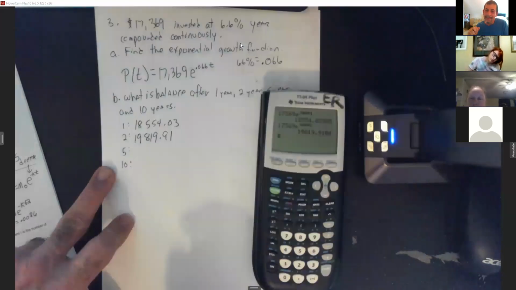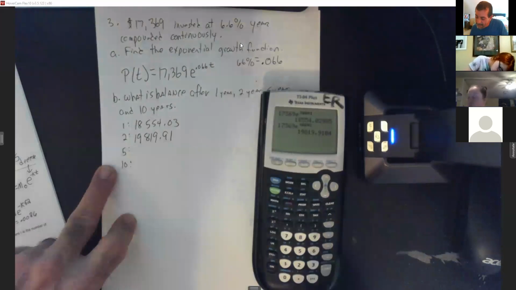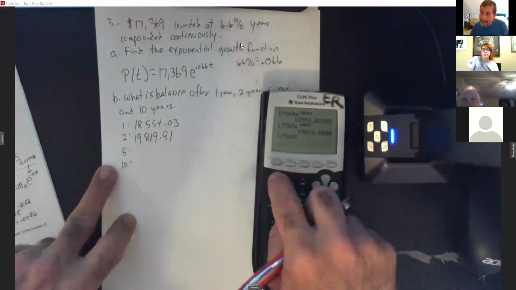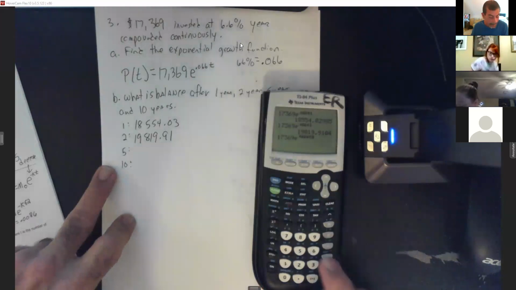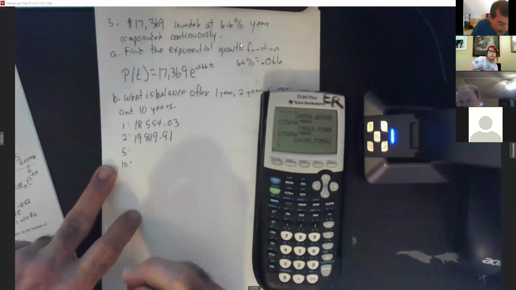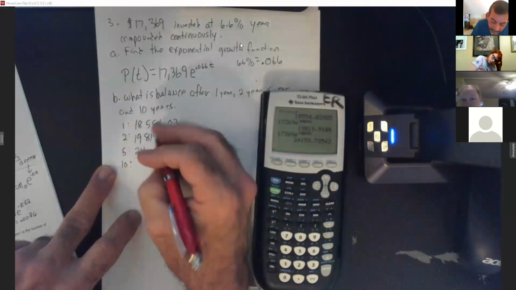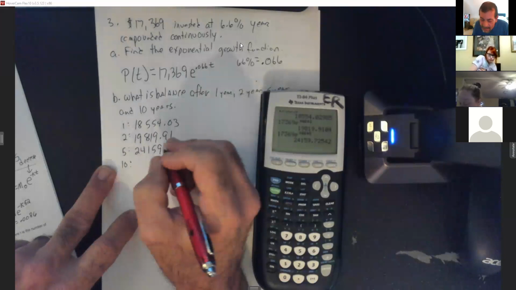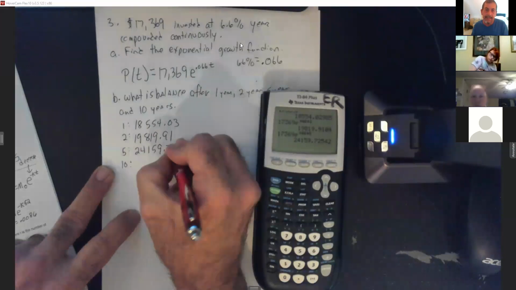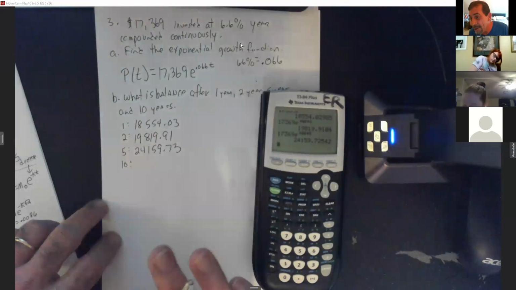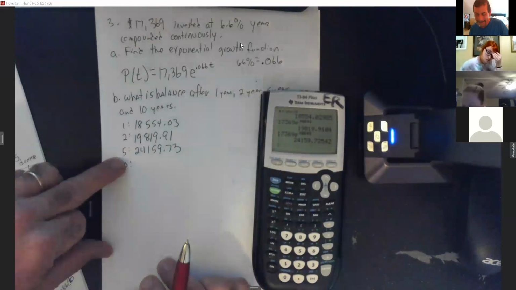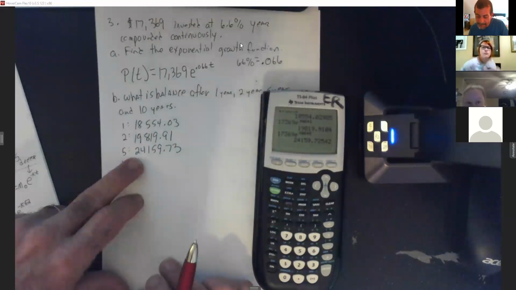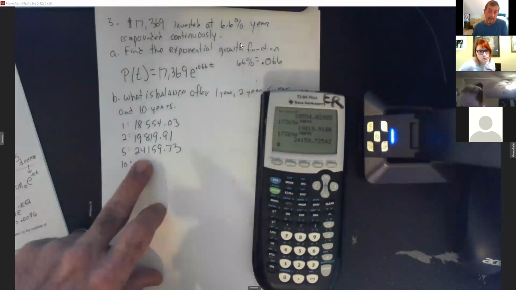All right, so 5, same formula. Put a 5 in for the t. So 17,369, second ln to get my e, 0.066 times 5. When I do that, I'm getting 24,159 and 73 cents. Now, the one thing you got to make sure, y'all, since we're investing our money, hopefully it better be going up every year. So after this 5 years, if I invested 17,000, I'm already up to 24,000 at 6.6%.